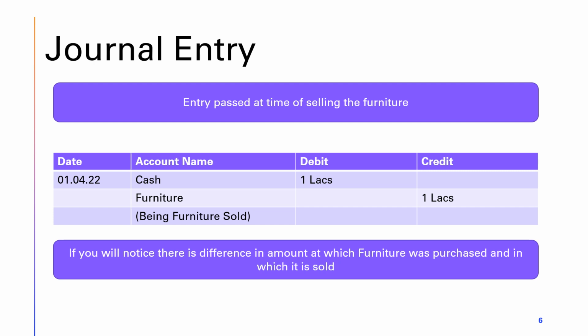Now while passing the entry, one big difference was observed. The value of furniture when it was purchased was 10 lakhs, and the value at which it is sold will be 1 lakh. So there will be a gap of 9 lakhs standing in the furniture account.